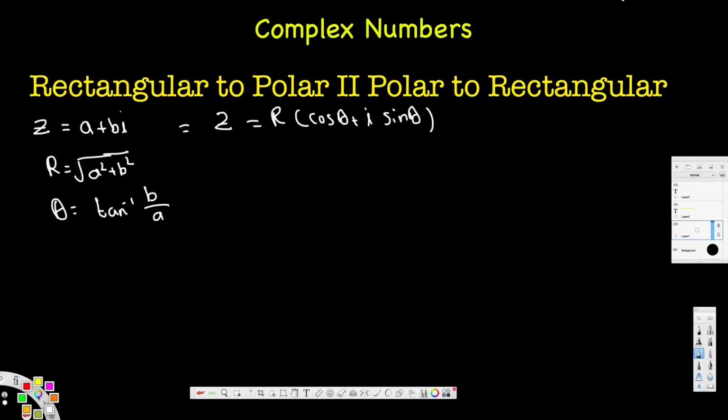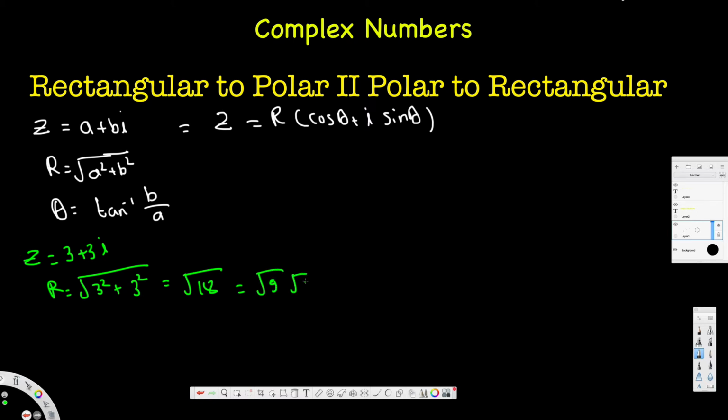Now let's look at an example. Let's say the given rectangular number is z is equal to 3 plus 3i. The first thing we have to find is r, and we know that r is equal to the square root of a squared plus b squared. In our case a is 3, so 3 squared plus b is 3, again 3 squared, so 9 plus 9 is 18, so the square root of 18. The highest square in this is 9, so 9 times 2 is 18. The square root of 9 times 2 is the square root of 9 times the square root of 2, so we get 3 root 2.